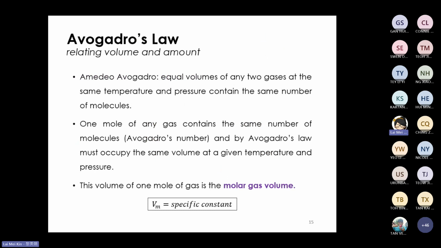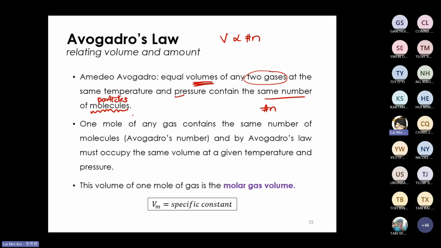Okay, and then to recap, Avogadro's law talks about volume being directly proportional to number of mole. We have mentioned this. If I have the same volume of any gases at the same temperature and pressure, they will have the same number of mole. So if I have the same number of mole, I'll have the same number of molecules, same number of particles.